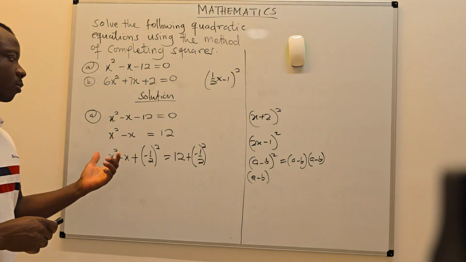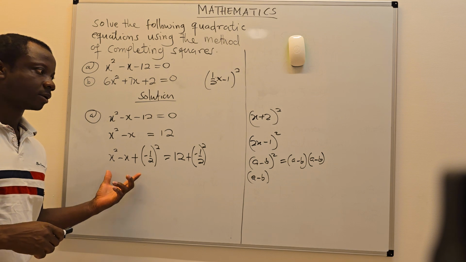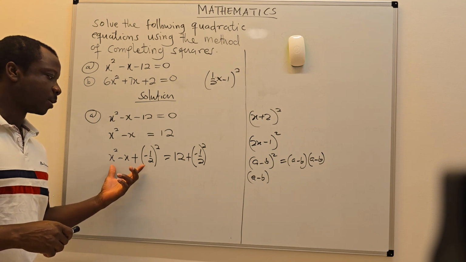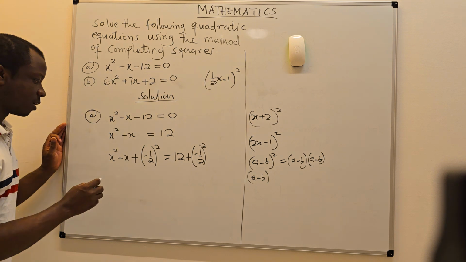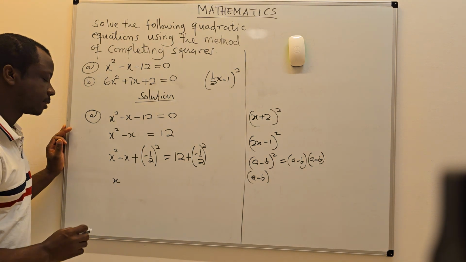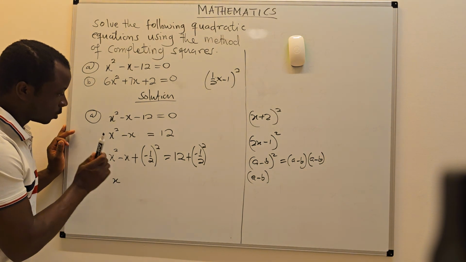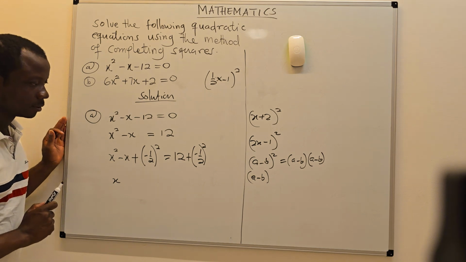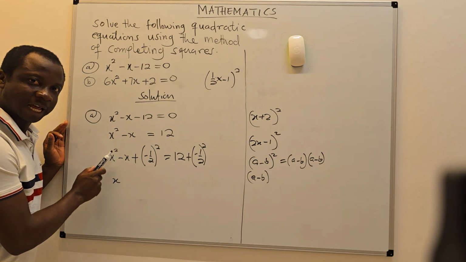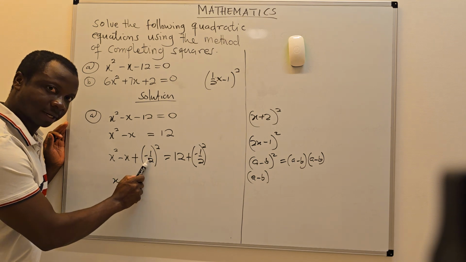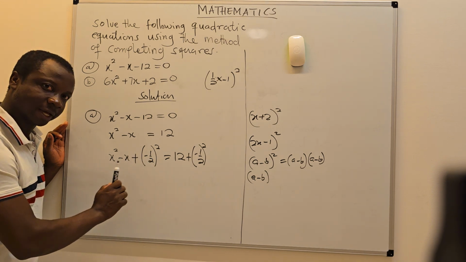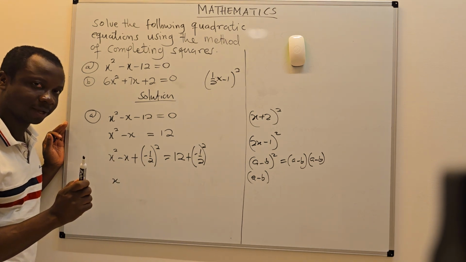Now that we have this, it is going to give us a perfect square. So we are going to have x, and let me just give you the clue here. Those that have the square, this one and this one, we are going to write them together and give them a square.